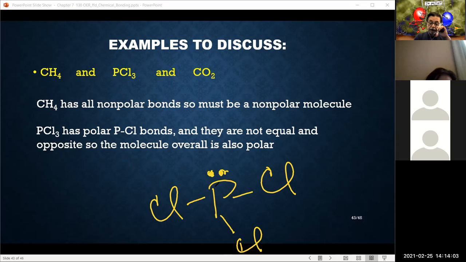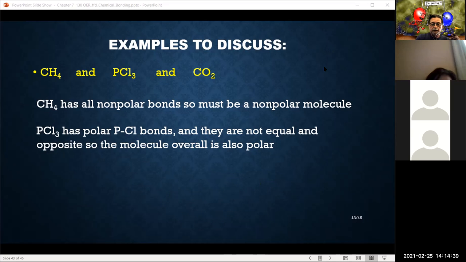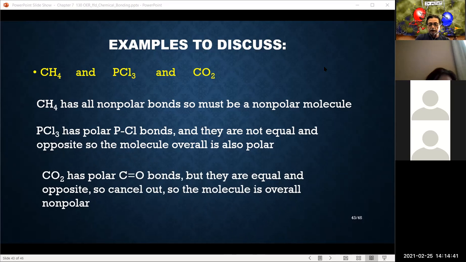That means that these bond angles are much less than 109.5, which means that the bonds do not cancel out, as they would if they were tetrahedral. But because of the lone pair there, these bonds, let me change the color. The dipole in each bond goes from the phosphorus to the chloride, phosphorus to chloride, that direction, and they don't cancel out, and you end up with a polar molecule. Okay.